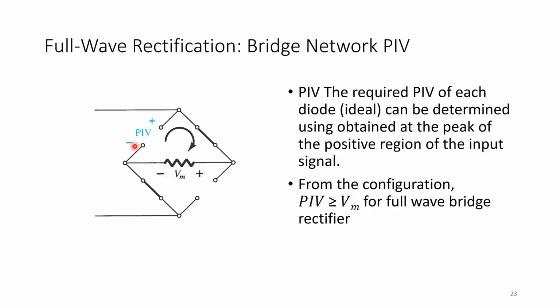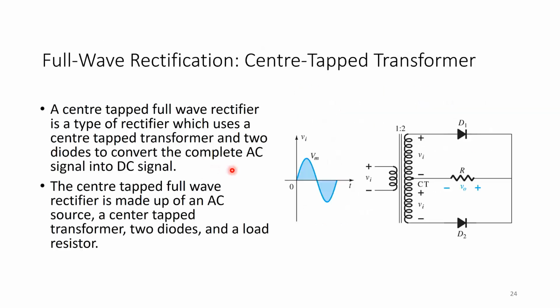And when we want to consider the peak inverse voltage, this was our diode. The negative terminal, we take as the positive for the PIV voltage, and the other terminal as the negative. So we can do a KVL here, and I get minus PIV plus Vm equals 0. Therefore, the peak inverse voltage should be at least Vm, and to be safe, it should be much bigger than that. Right, so now we're done with the full wave bridge rectifier.